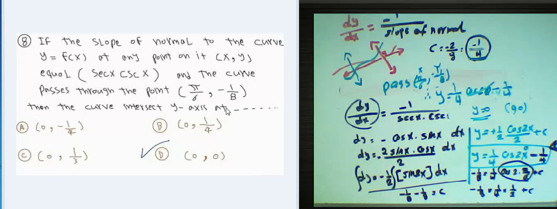curve intersects the y-axis. When the question wants you to know the point where the curve intersects the y-axis, put x equals 0 in the equation of the curve, then y equals 0. So the curve will be passing through the point (0, 0). Okay, understood? Choose letter D.